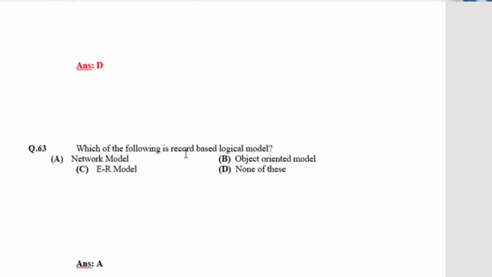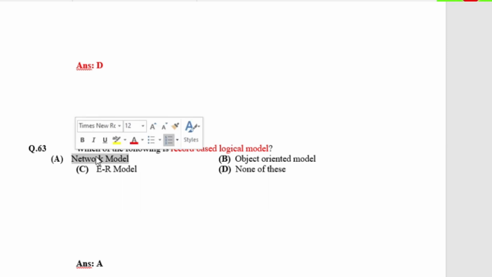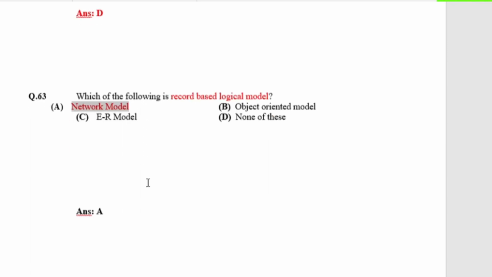The next one: which of the following is a record-based logical model? A network model, B object-oriented model, C ER model, D none of the above. So the record-based logical model is called the network model. So the possible answer is option A.